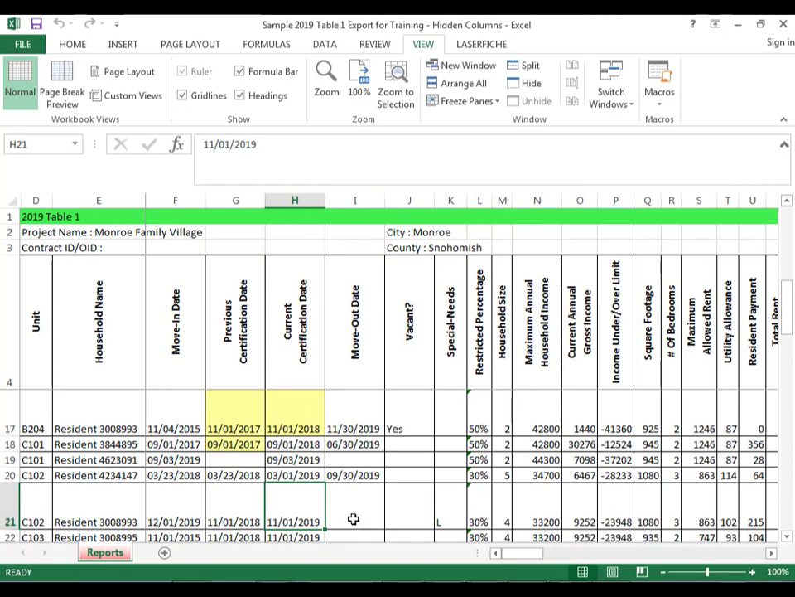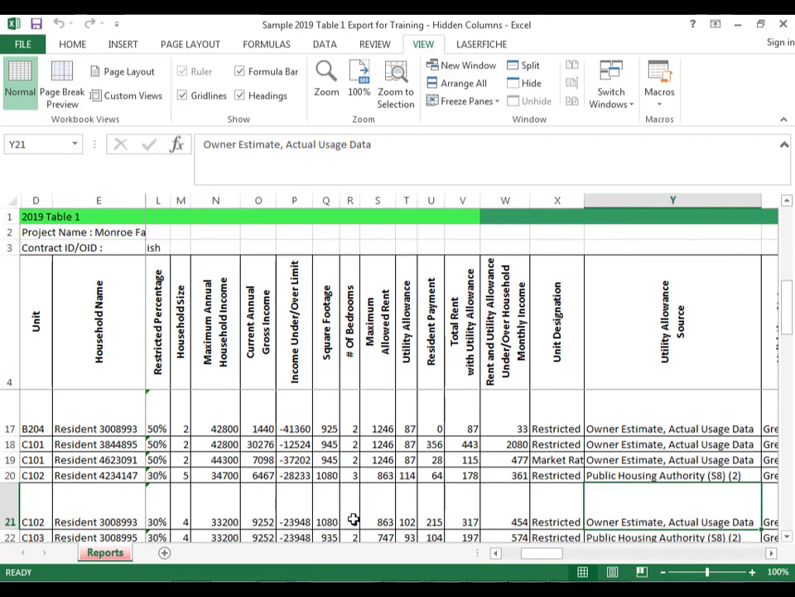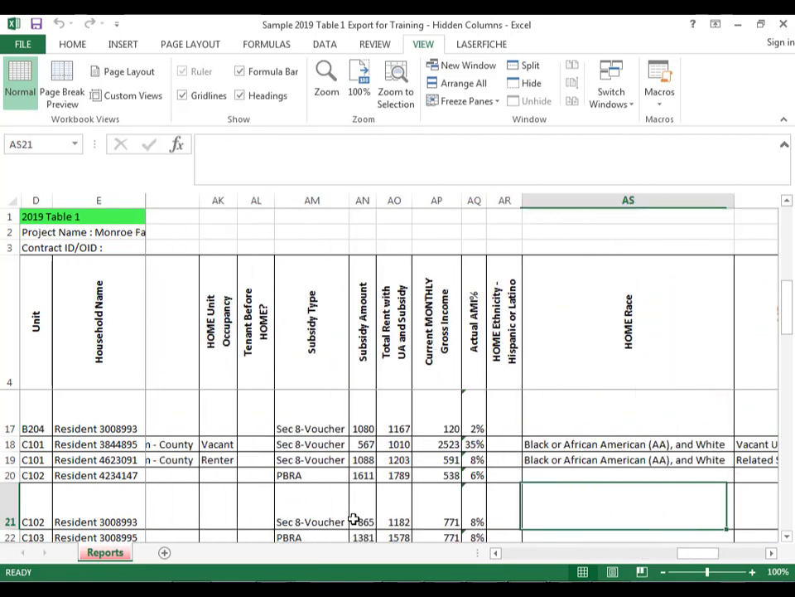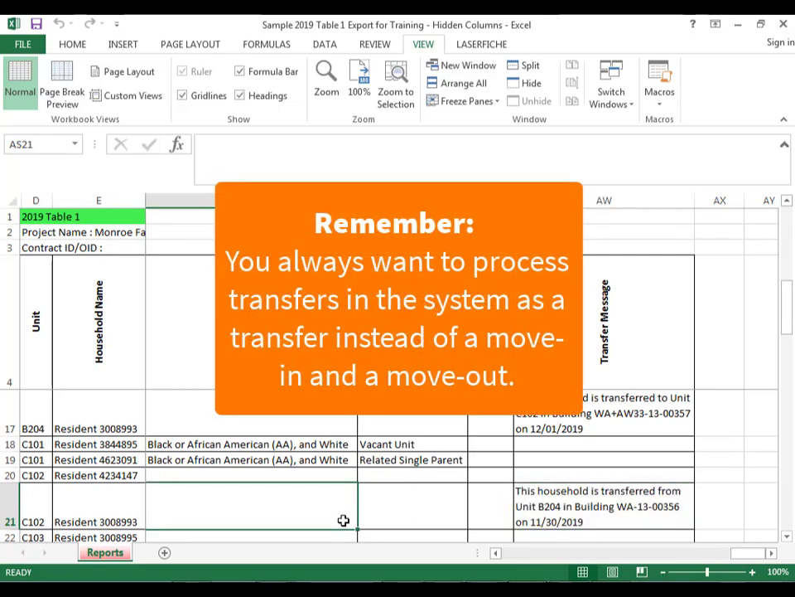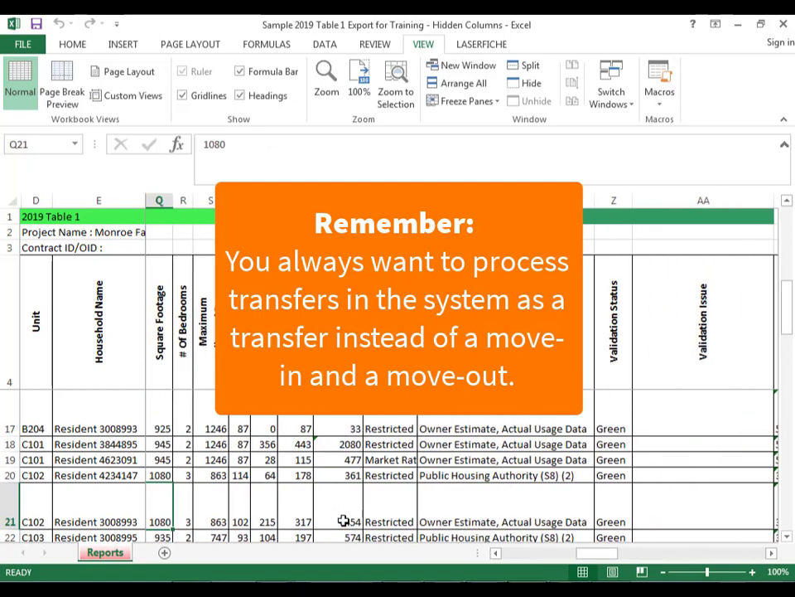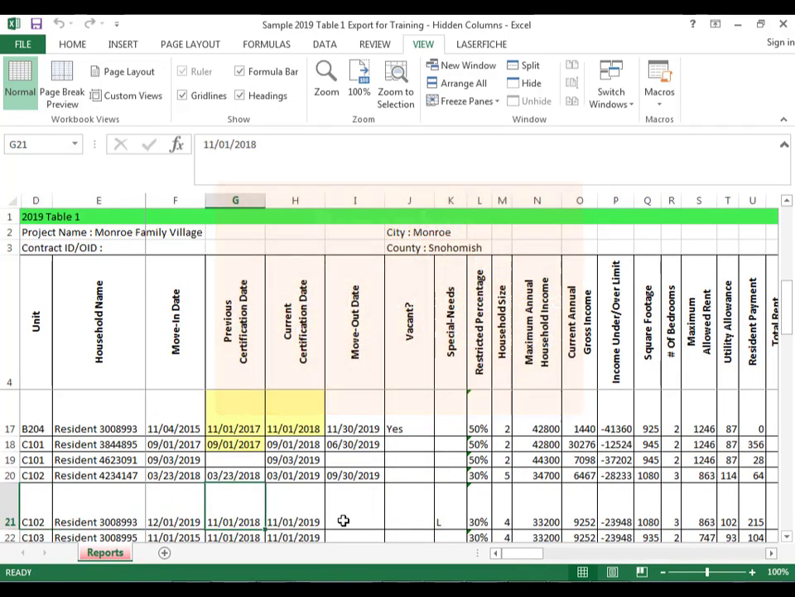But this one was transferred first, then the recert was done, and when we scroll again way out to the right, we can see that corresponding transfer message that the household came from unit B204. And remember, you always want to process transfers in the system as a transfer versus a move-in and a move-out.